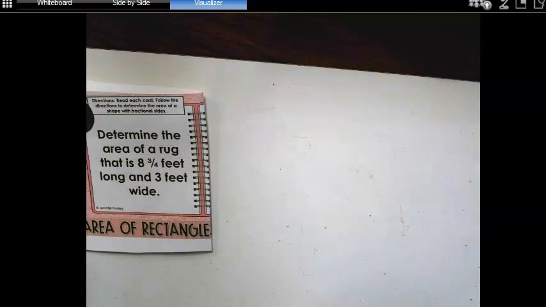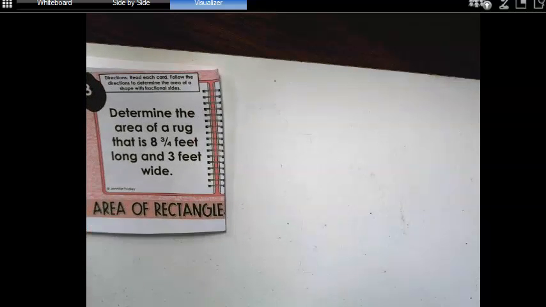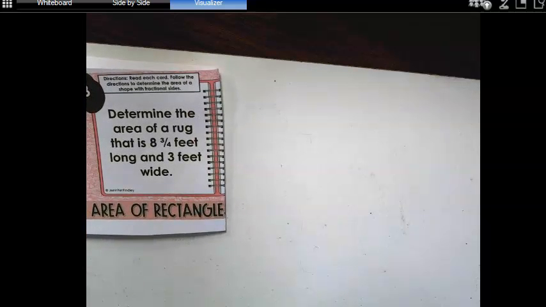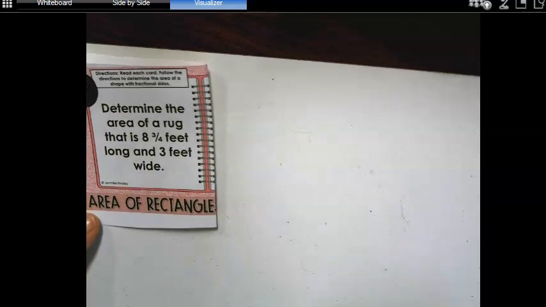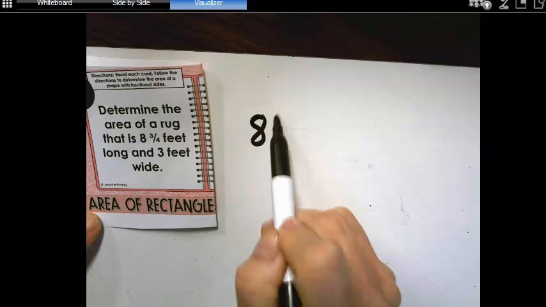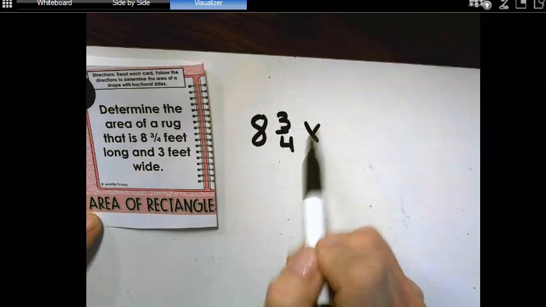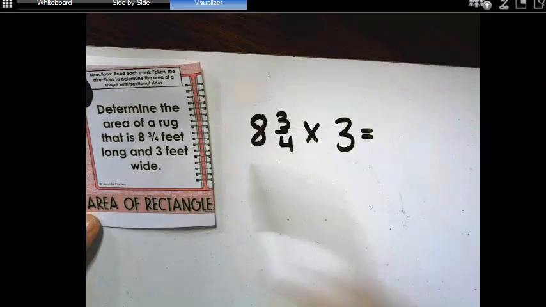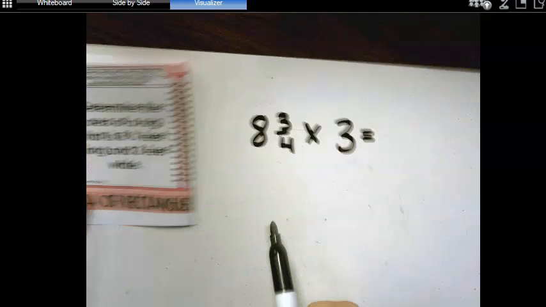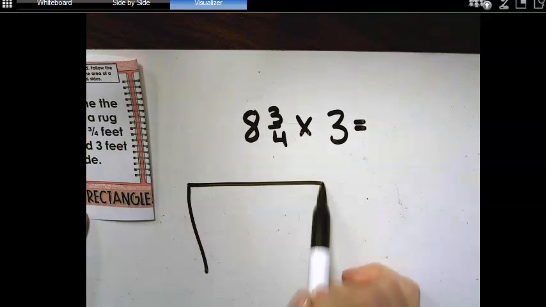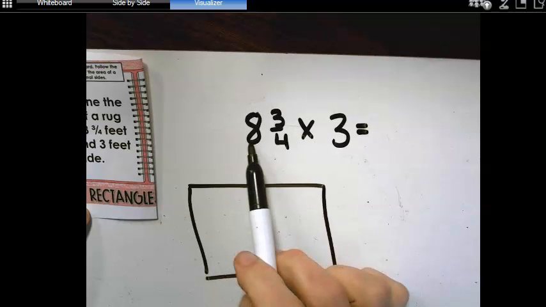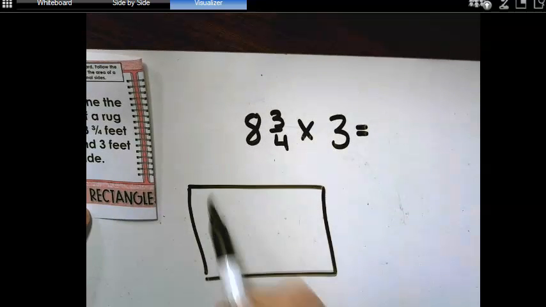So we're going to take a couple of problems and we're going to work through those. So the first one we're going to do is this problem that says determine the area of a rug that is 8 3/4 feet long and 3 feet wide. I know when I find area, that's a multiplication problem. 8 3/4 times 3 would give me the area of this rug. So I'm going to use my rectangular model. I'm going to expand my 8 3/4.